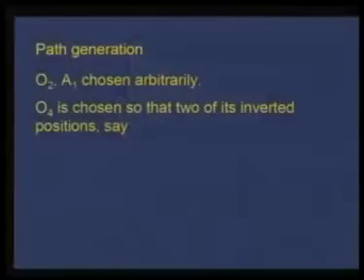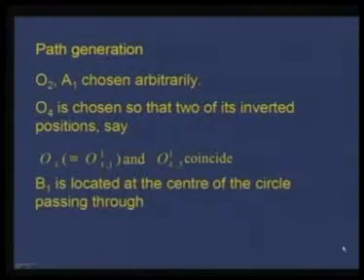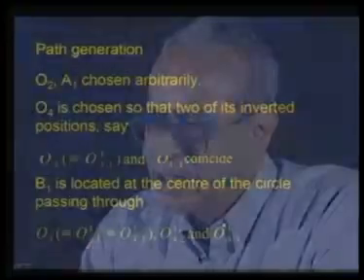So O4 will be chosen so that two of its inverted positions, say O411 and O431, coincide. In the example that we shall solve, I will choose O4 in such a way that O4 also becomes O431, and of course O4 is O411 because we will invert on the first configuration. And B1 then will be located at the center of the circle passing through O4, O421 and O441. Let me now explain this with the help of an example.